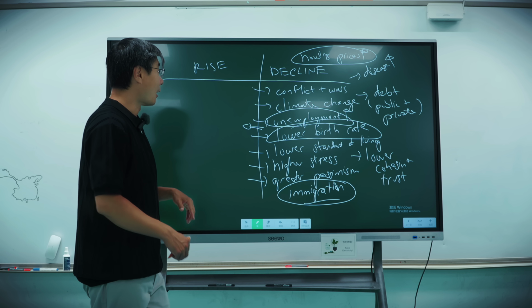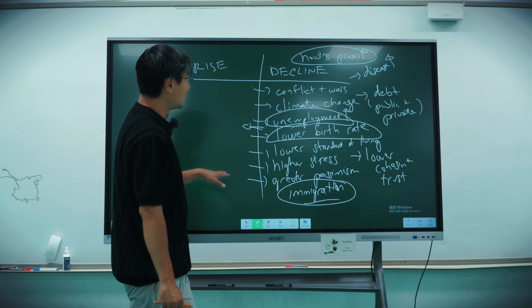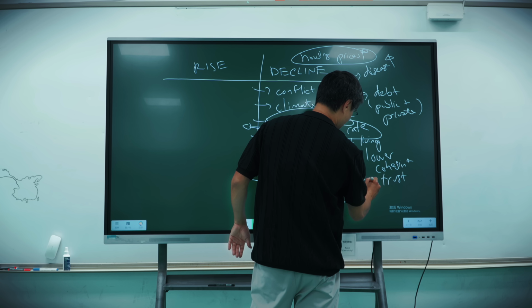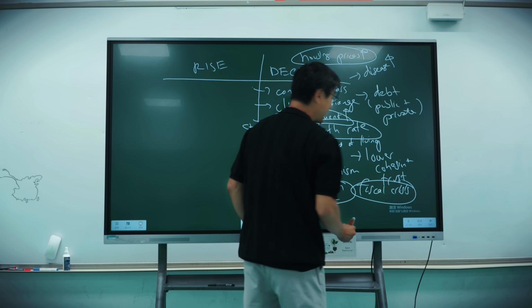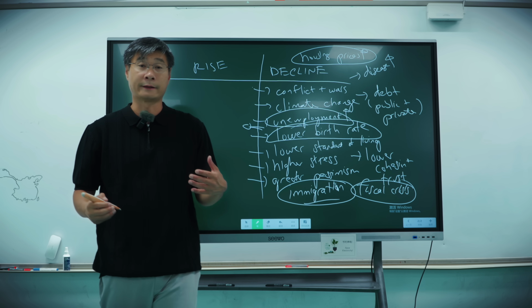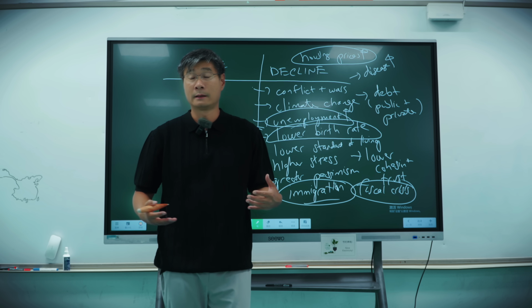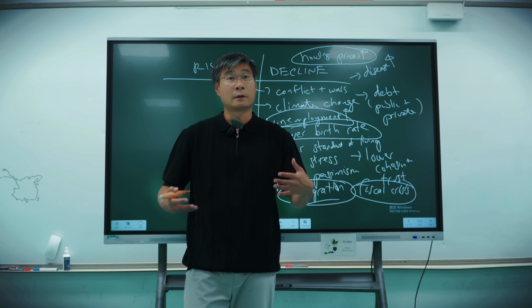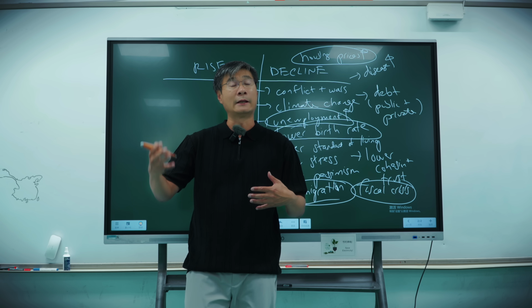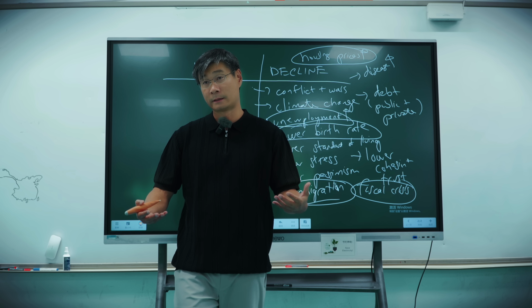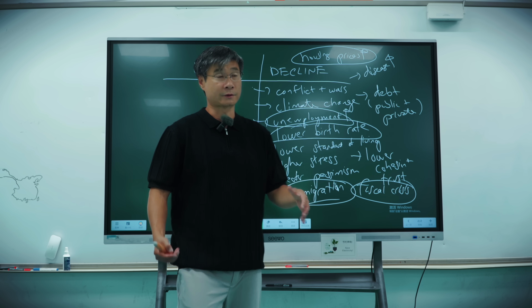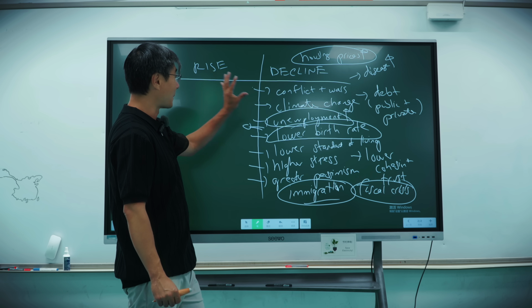All right. Also, fiscal crisis. We talked about this. The idea of fiscal crisis is that the government cannot afford a lot of public expenditures. In the future, maybe 5-10 years from now, pension will be a huge problem for governments. So these are all signs of rapid decline.